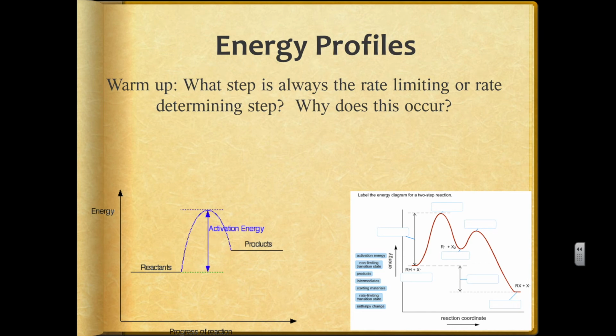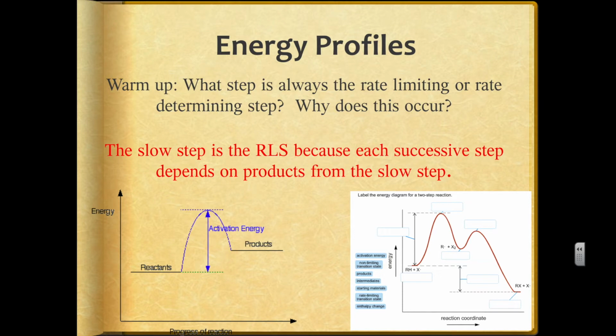We're going to move specifically into energy profiles, but I want to warm up and just remember what step was the rate limiting step or the rate determining step. Well, that is always going to be the slow step. That's because each successive step depends on the products from that slow step.